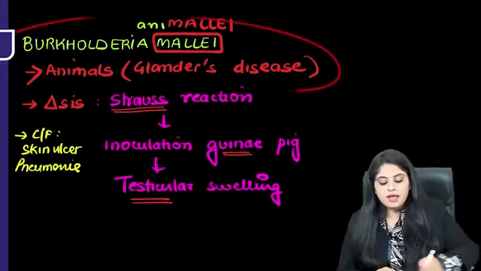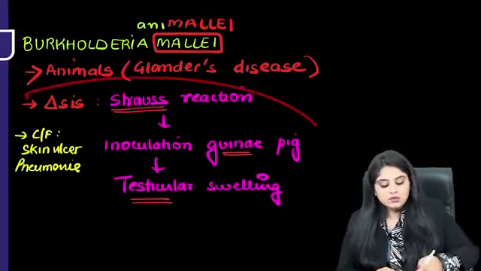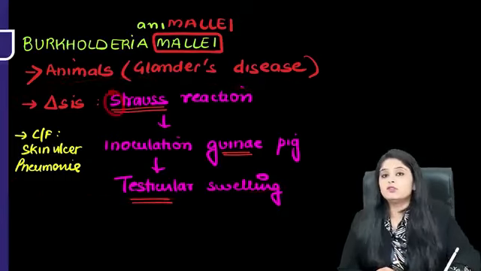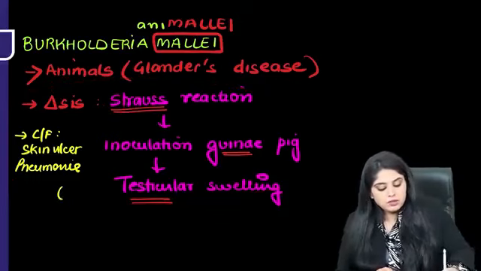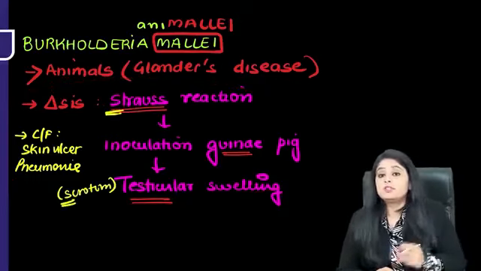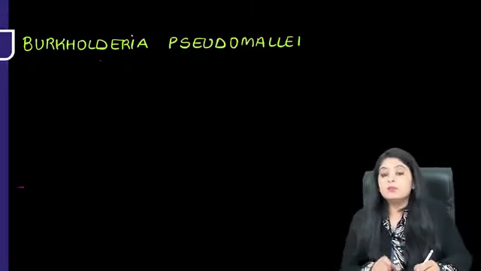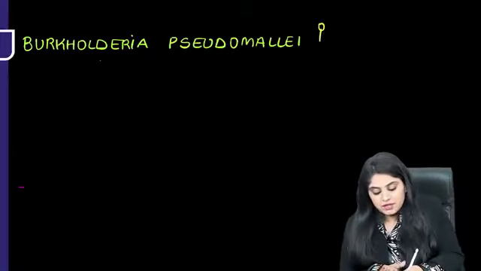So simple. The disease also happens in animals, and the diagnosis is also made by an animal test called the Straus test. So remember Straus for scrotal. Scrotal inflammation will happen, scrotum means testicular inflammation. Straus for scrotum. This is animali. Disease in animals, diagnosis in animals. Because now I come to pseudomallei, that is the one you see in humans.